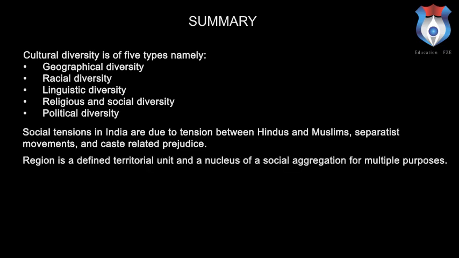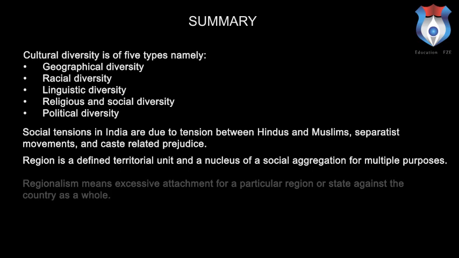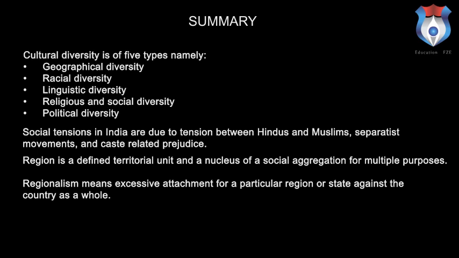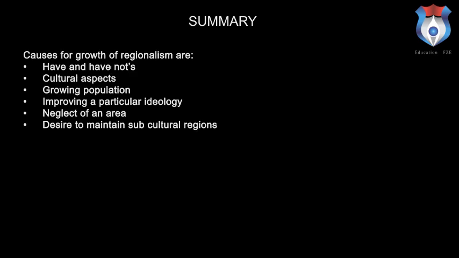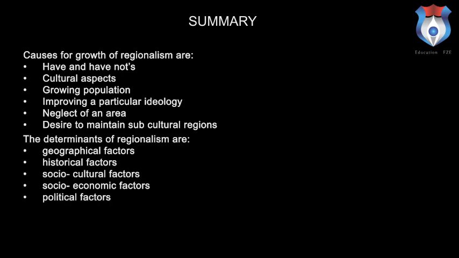Region is a defined territorial unit and a nucleus of a social aggregation for multiple purposes. Regionalism means excessive attachment for a particular region or state against the country as a whole. Causes for growth of regionalism are have and have-nots, cultural aspects, growing population, imposing a particular ideology, neglect of an area, desire to maintain subcultural reason. The determinants of regionalism are geographical factors, historical factors, socio-cultural factors, socio-economic factors, political factors.